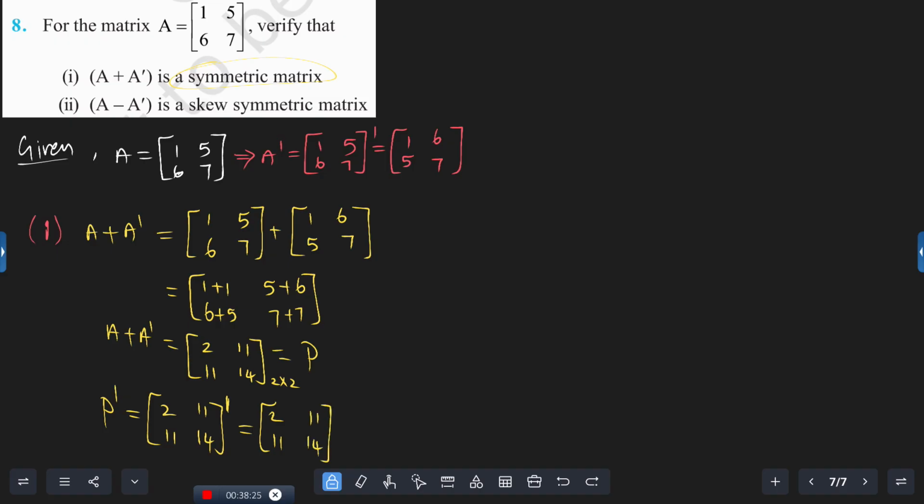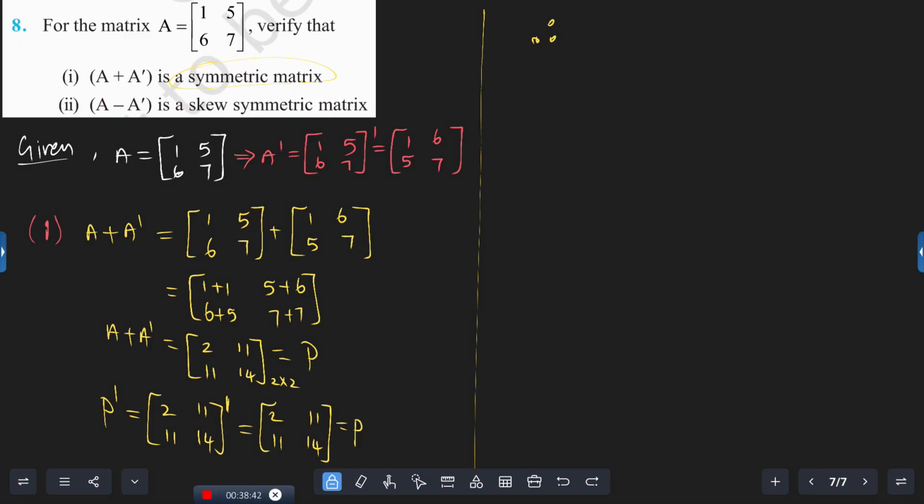See children, does it look like the question? Yes, I'm right. So what can we say? P transpose is equal to, I got P. Therefore, P transpose equal to P.